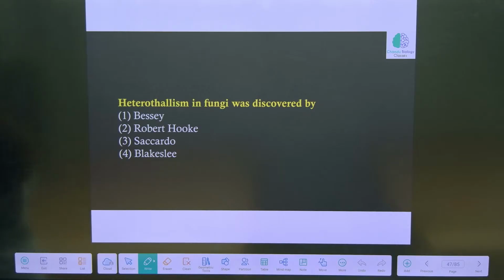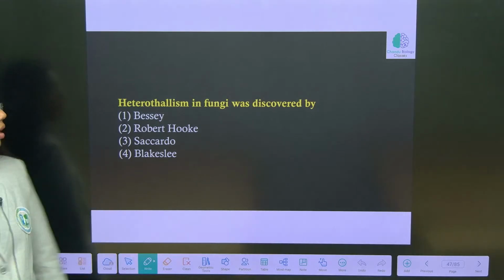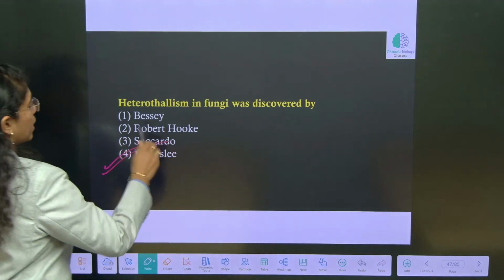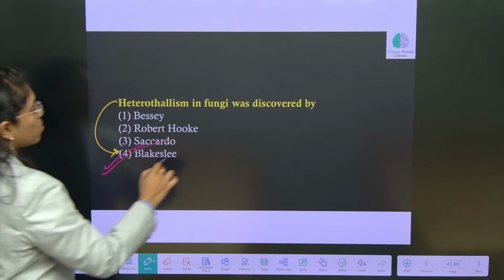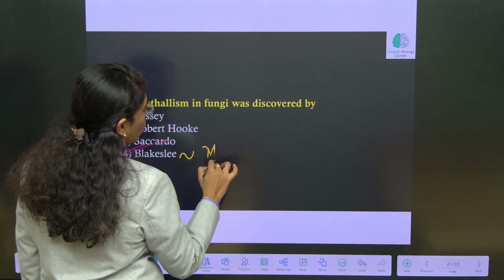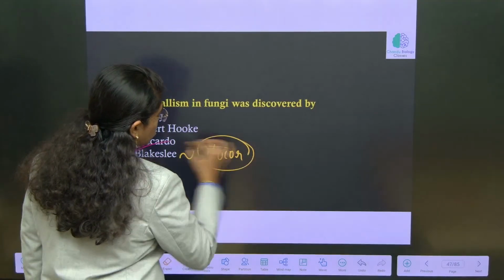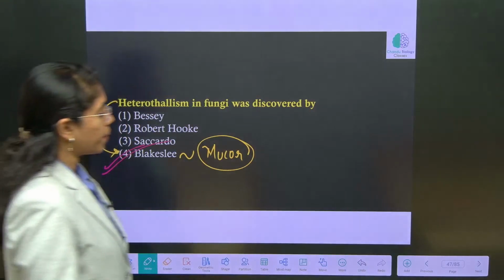Who is the scientist? He is Blakeslee. He has discovered heterothallism by working on Mucor species. Fine, right?